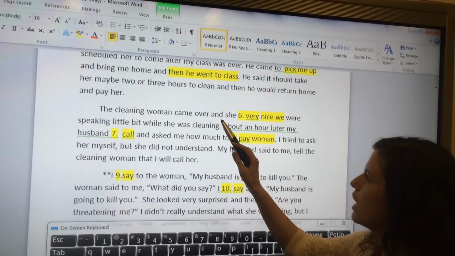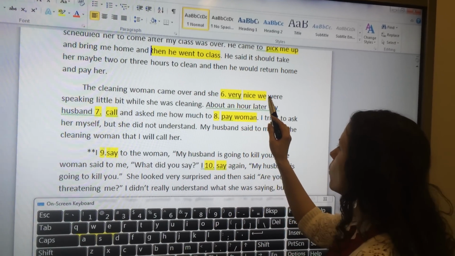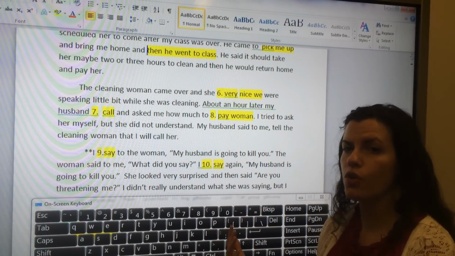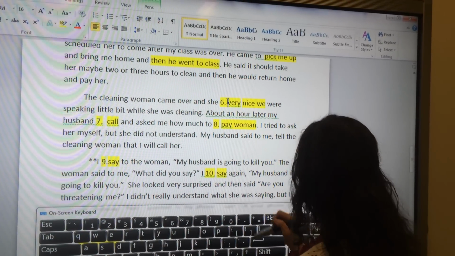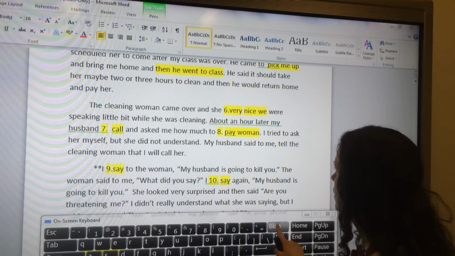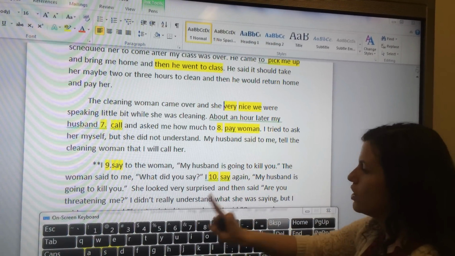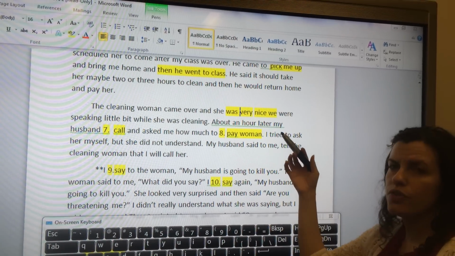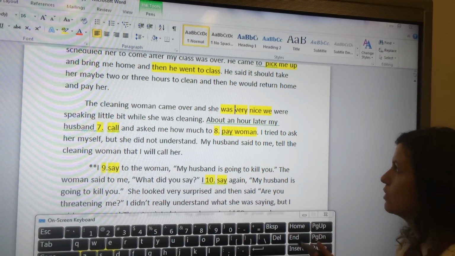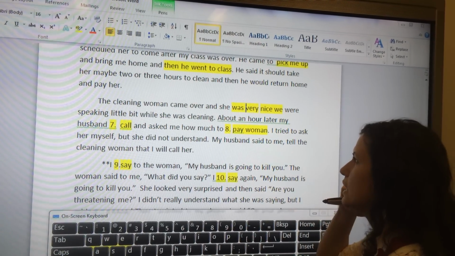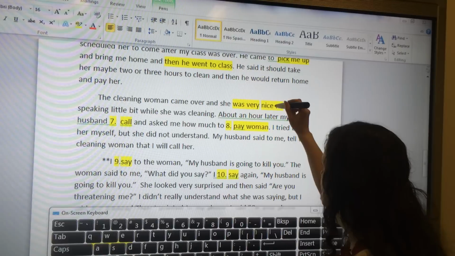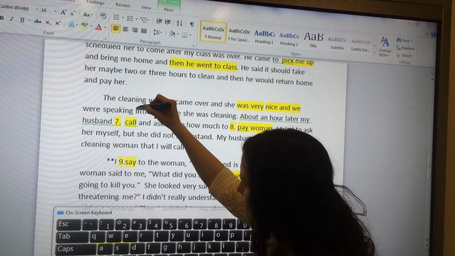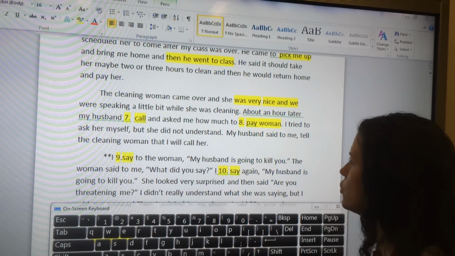Okay, the cleaning woman came over and she very nice. We were speaking little bit while she was cleaning. Okay, so in number 6, there's 2 things to correct, okay? First, I'm going to correct right here. She was very nice. Now remember, this is a past, it's a memory, so all of the verbs are going to be in the past tense, okay? She was very nice. We were speaking a little bit while she was cleaning. Okay, she was very nice. And we were speaking a little bit while she was cleaning.